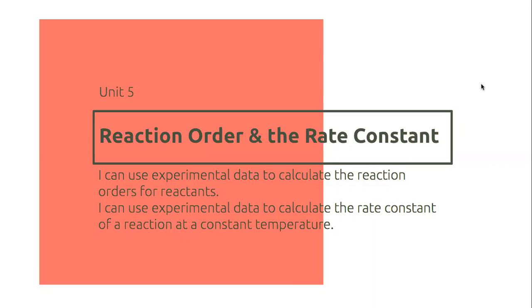Today we're going to be talking about reaction order and the rate constant. And as I said, today is going to be a very meaty lesson. So by the end of today's lesson, you should be able to say that I can use experimental data to calculate the reaction order for reactants, and I can use experimental data to calculate the rate constant of a reaction at a constant temperature.